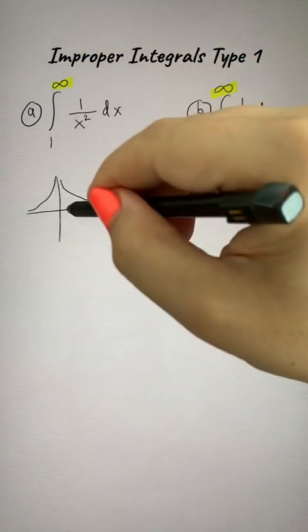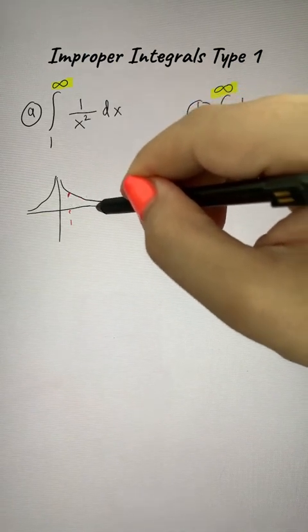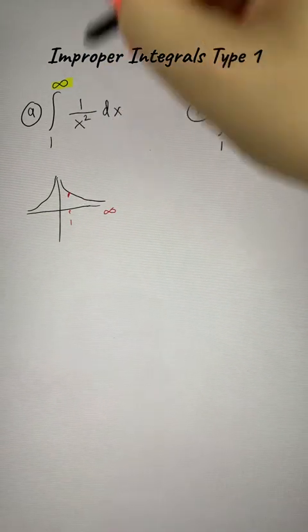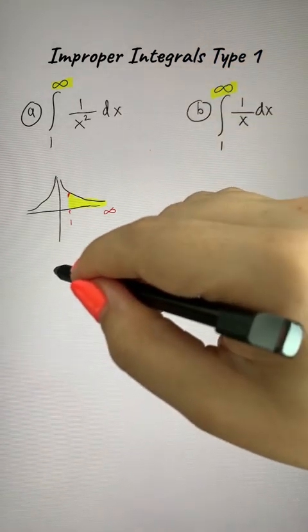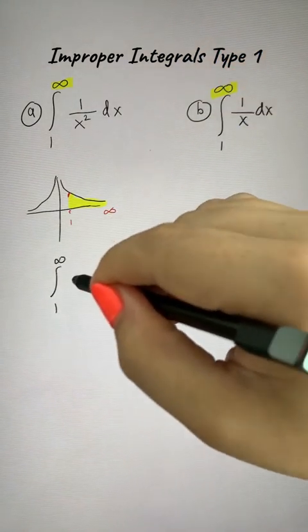We're trying to find the integral of 1 over x squared, which is equivalent to the area under the curve of 1 over x squared from x is 1 to x is infinity. So this highlighted area. Is this going to be finite? Is this going to be equal to some number, or is this going to be infinite? We're going to find out.